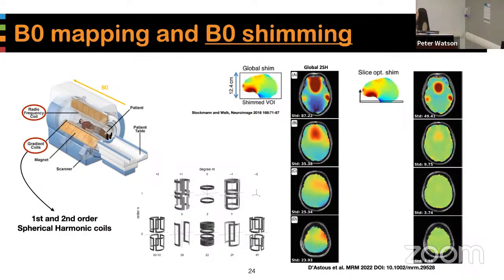So the column here on the right shows the results of shimming on a slice per slice basis. So if you compare the two, it's pretty obvious that this is much better. So these are some results from my lab that one of our students worked on. He also developed a toolbox, a software toolbox that helps you do all of this because it's not so simple.